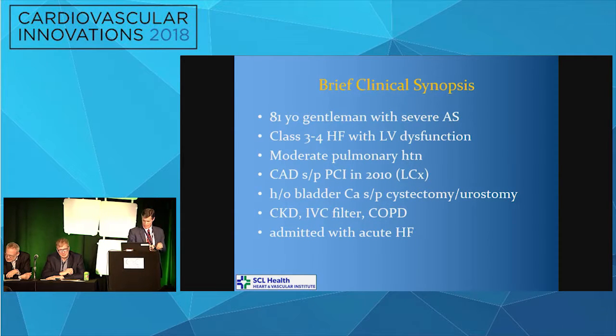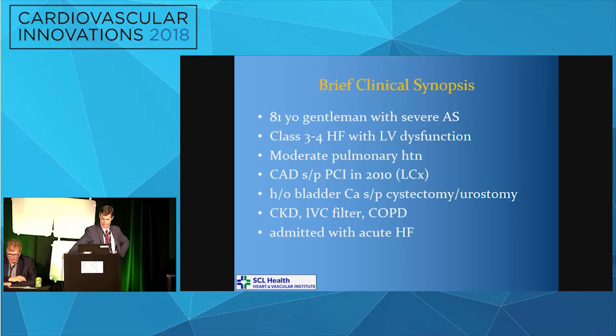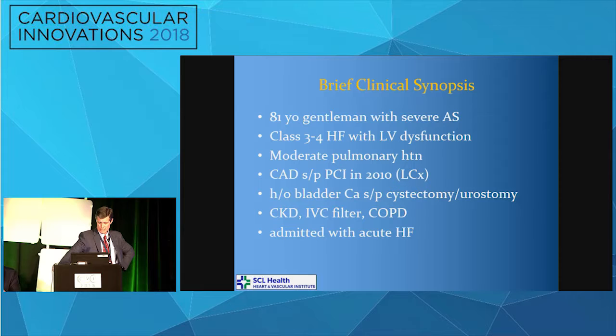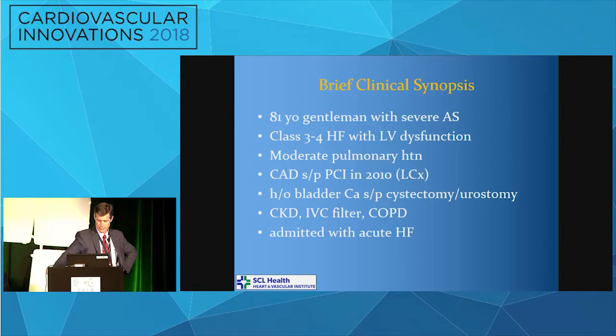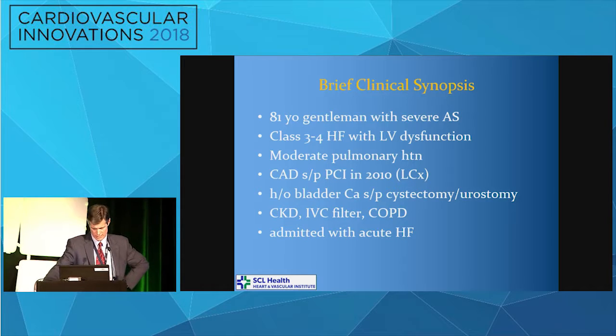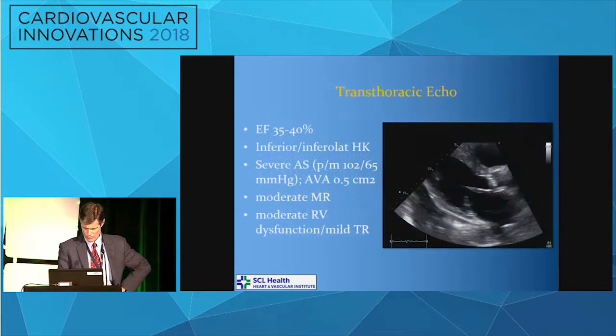So this is an 81-year-old gentleman with clearly very severe aortic stenosis, quite symptomatic with heart failure and left ventricular dysfunction, moderate pulmonary hypertension, some coronary disease, a history of bladder CA, COPD, et cetera, and was deemed not to be a very reasonable surgical candidate, was admitted with acute heart failure.